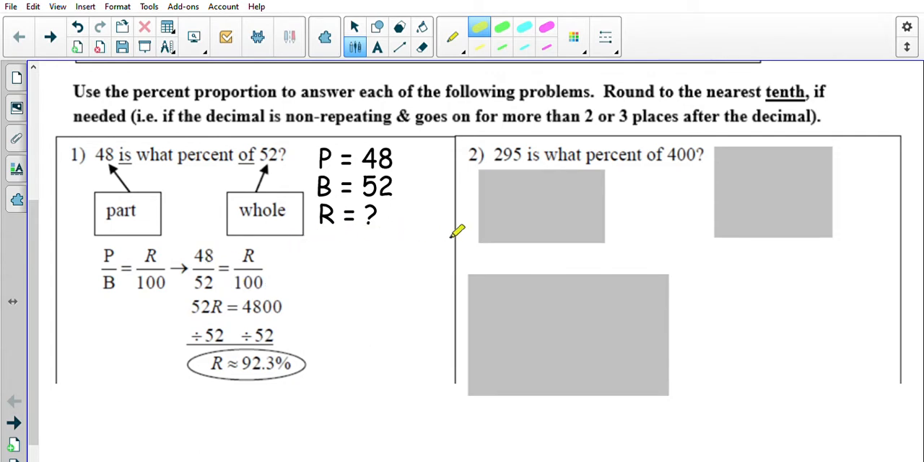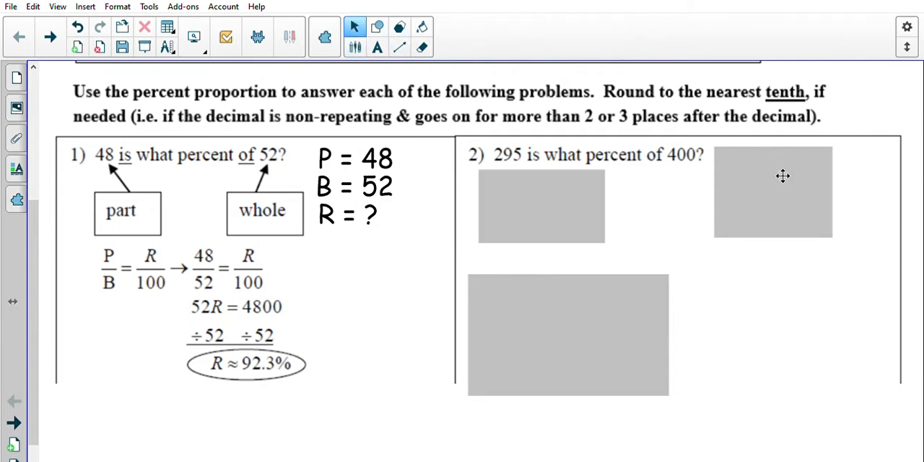Cross multiply to solve. We have 52 times R and 48 times 100. Divide both sides by 52. 4800 divided by 52 gives you a really lengthy decimal. It's 92.307, etc. So I rounded to the nearest tenth, so that's why I have the squiggly equal sign. It's about 92.3%.